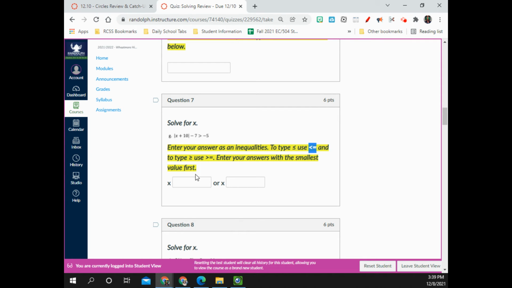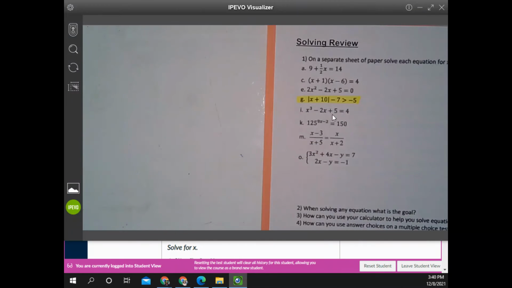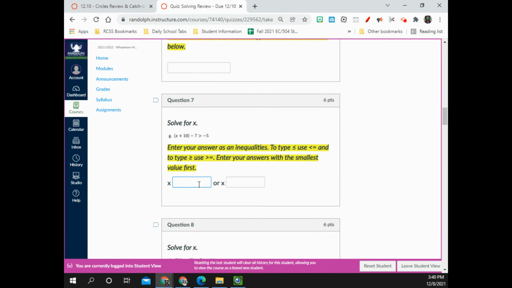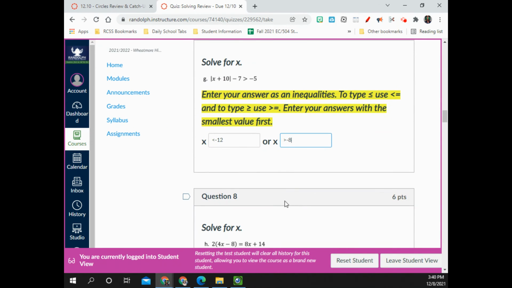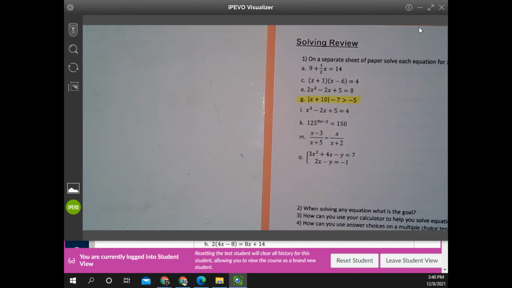Enter your answers with the smallest value first. So negative 12 is first, and it was just less than. The reason I know it's just less than is that's what they used here. If this had an equals, then your answer would have an equal to in it, okay? So I'm going to put x is less than negative 12 or x is greater than negative 8. That's how you would enter your answers. There you go, I can see it a little better. And that is what you are working on right now, okay?